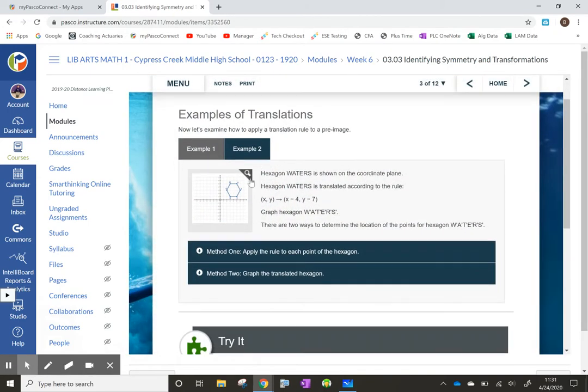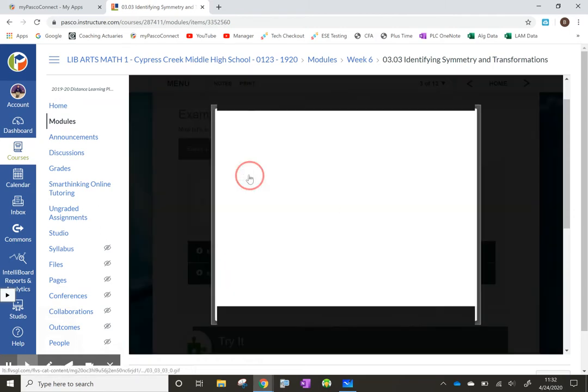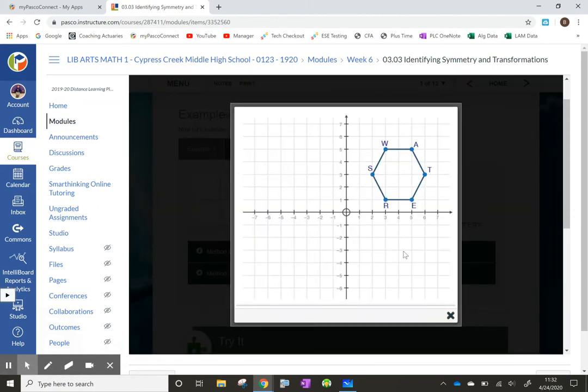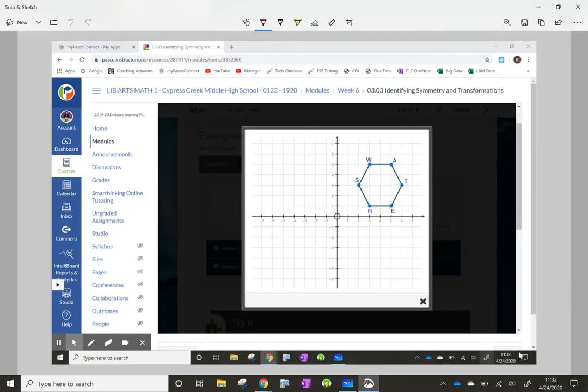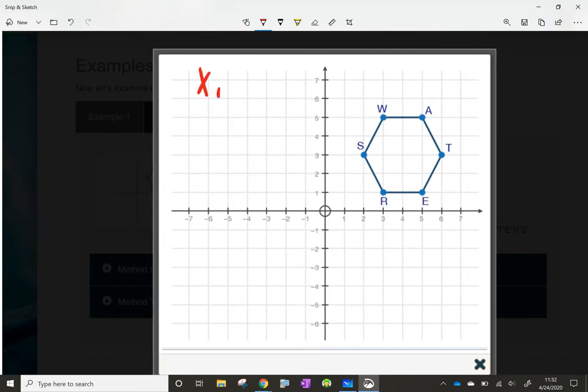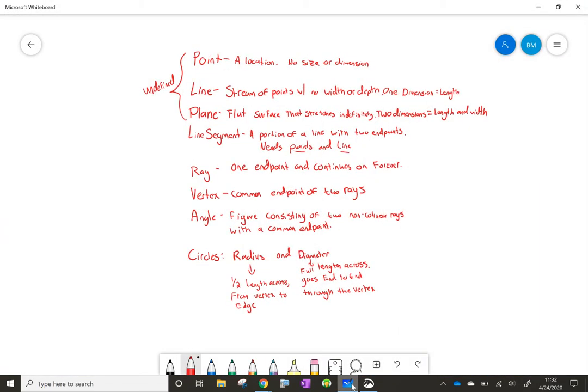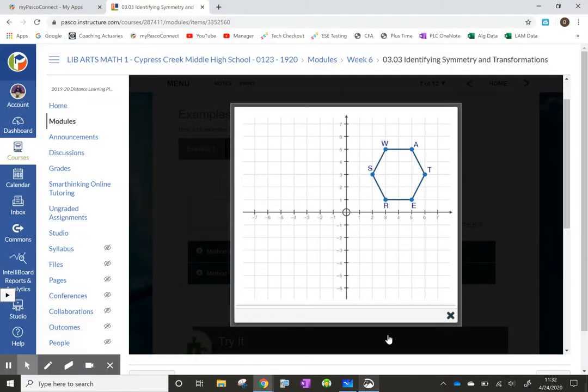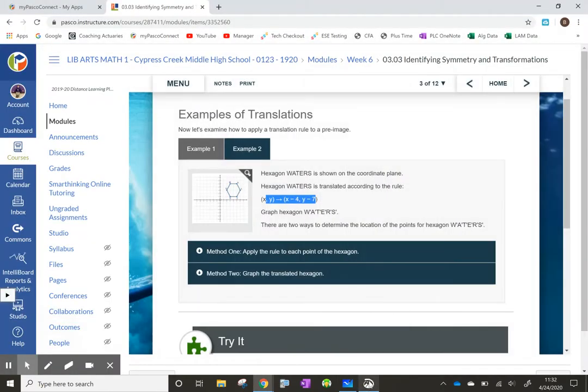All right, so look at this example. We want to follow the rule of (x, y) to (x minus 4, y minus 7). All right, so if we do that, let me go ahead and write on this. If we follow the rule of (x, y) translated to (x minus 4, y minus 7), let me just double check that was correct again. Yeah, x minus 4, y minus 7.